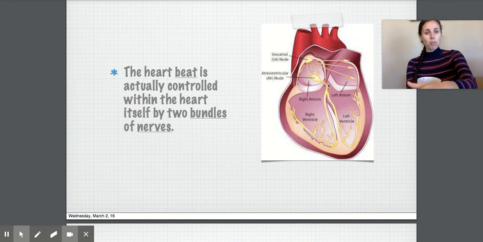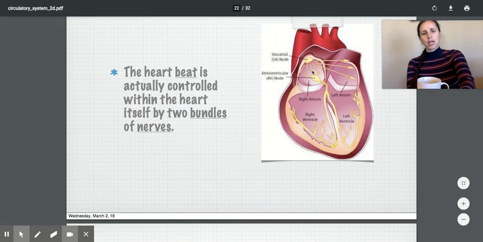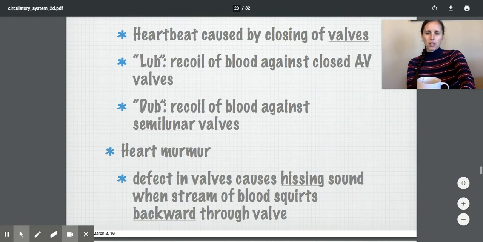So that second heartbeat, that dub sound, is the sound of blood sloshing against this valve here as it closes. So lub is blood flowing from here to here, and then the valve closing. Dub is the blood flowing from here to here and the sound of closing. So it's two different sounds: blood moving from the atria to the ventricles, and blood moving from the ventricles out into the arteries, out into the body.